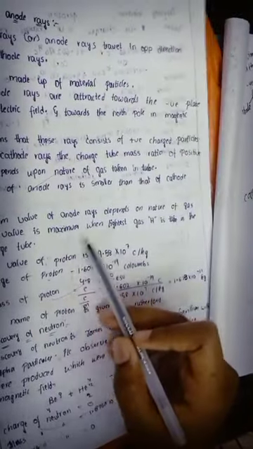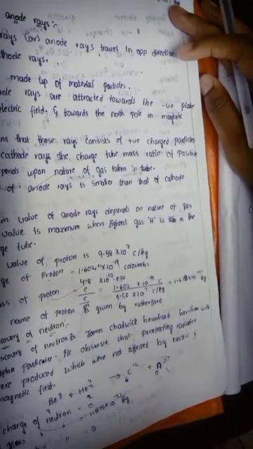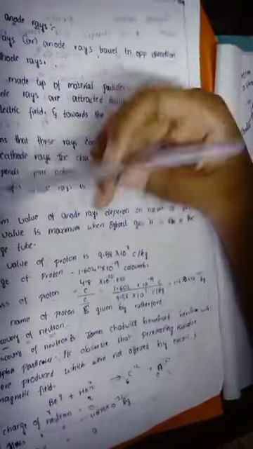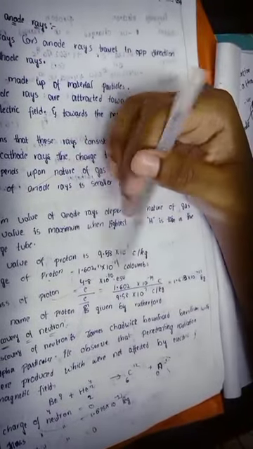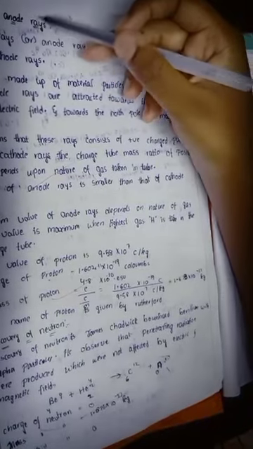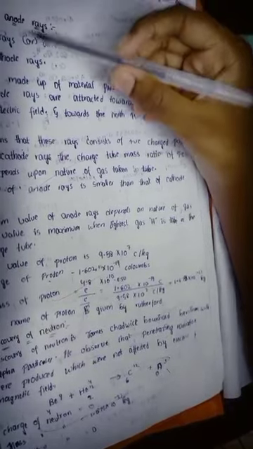The e by m value of anode rays depends on the nature of the gas. The e by m value is maximum when the lightest gas, H, is taken in the discharge tube. e by m value of proton. I said cathode ray is also known as electron. Like that, anode ray is also known as proton.